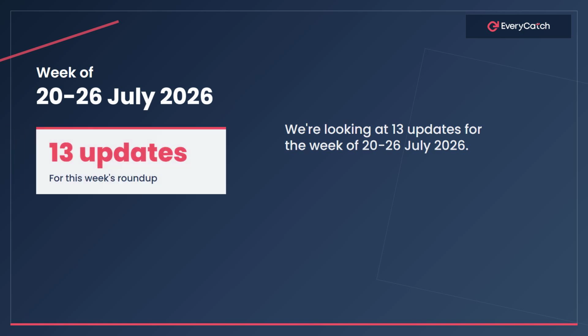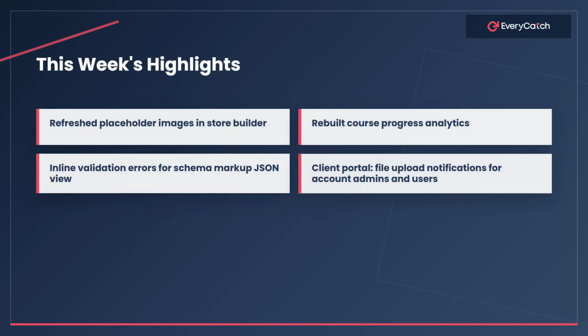This week, we're looking at 13 updates for the week of the 20th to the 26th of July 2026. Among them, we're looking at refreshed placeholder images in Store Builder, rebuilt course progress analytics, inline validation errors for schema markup, JSON view, and client portal, file upload notifications for account admins and users.